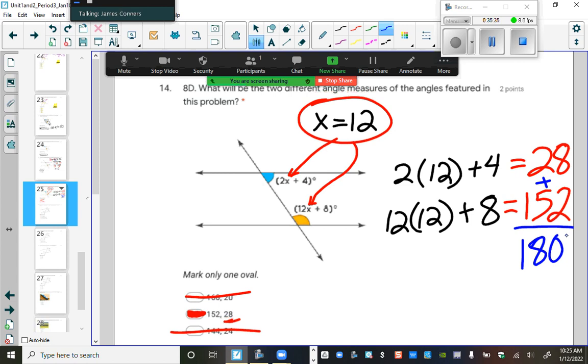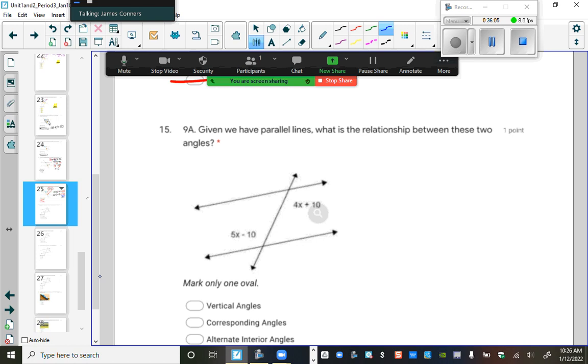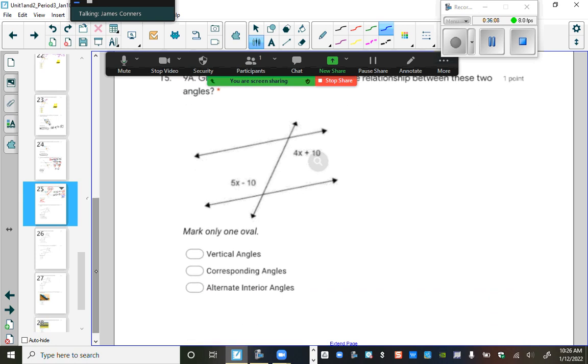All right. The next one's going to be similar. So you will get a problem like this, the consecutive interior. I'm telling you that right now. And then you may get another one of this type, but you may not have to do all the necessary steps. I might just say, what's the relationship? Solve for the x. And then for the other type of problem we're going to have, given we have parallel lines, relationship between the two angles.